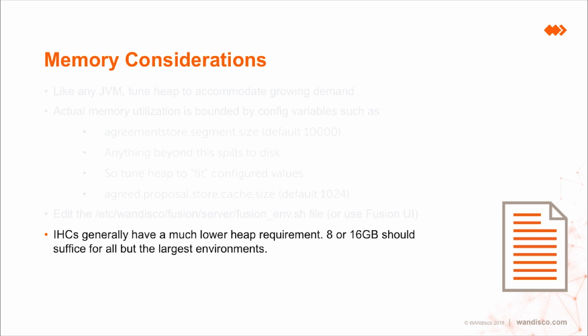I have seen situations where for object storage replication using Live S3, you might want to set the Fusion server heap higher, but still leave the IHC at 16 gigabytes. And for HDFS, 16 gigabytes should be a good starting place.